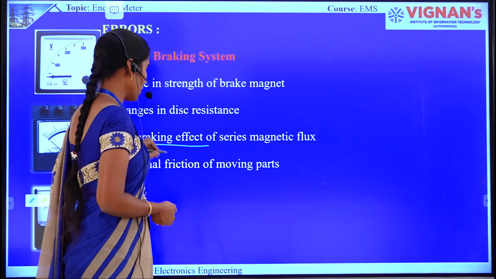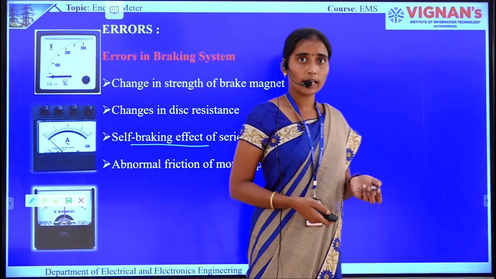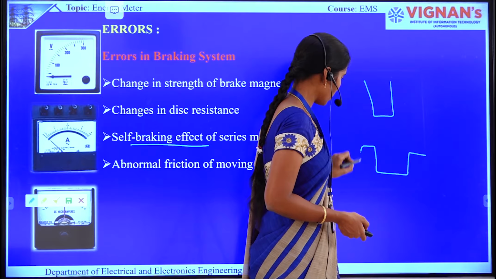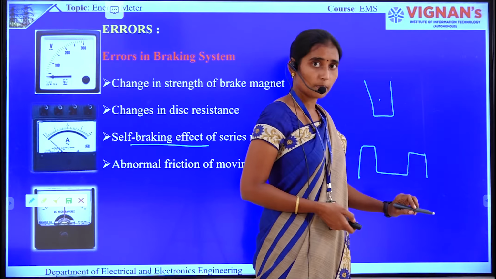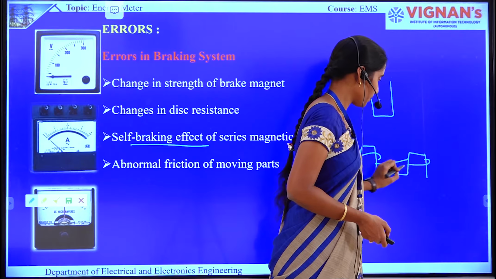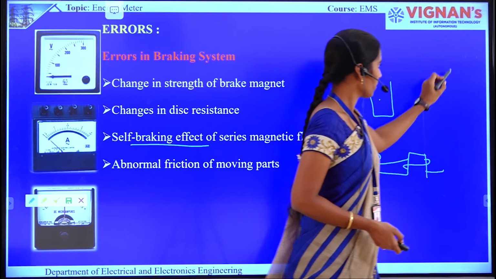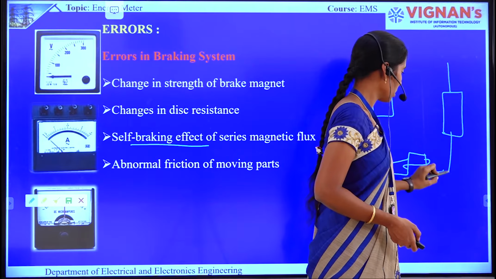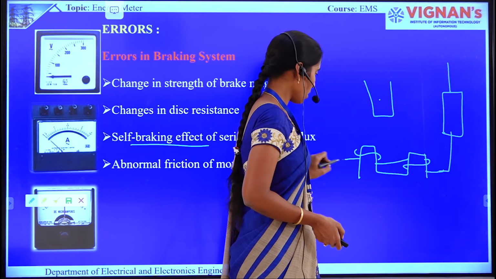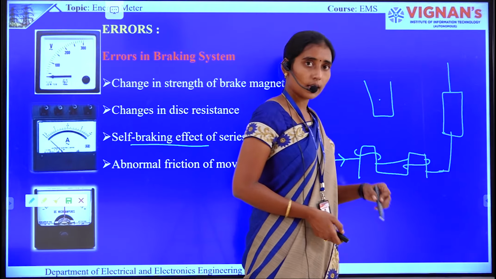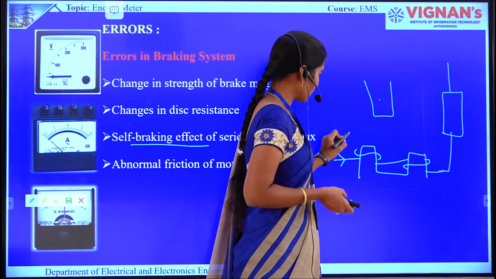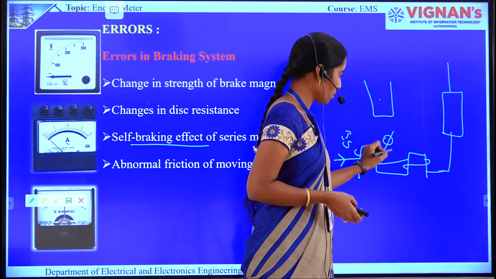See, what exactly is the self-braking effect? Under overload conditions, if this is your series magnet and this is your shunt magnet, and the current coil is connected in series with your load. So if this is the load, your current coil is always connected in series with the load. Under overload conditions, what happens? Current through this current coil is increased. Overload in the sense current is more.